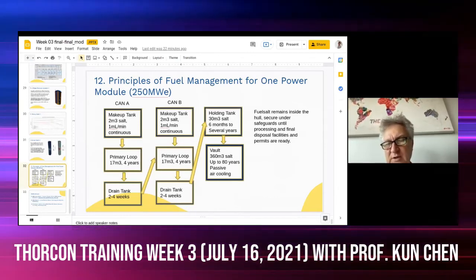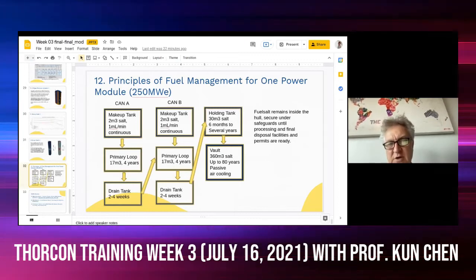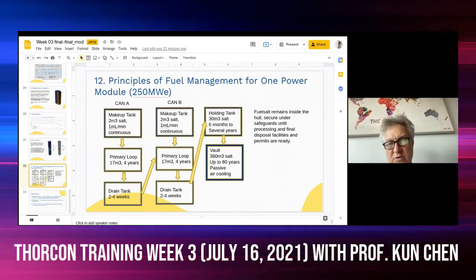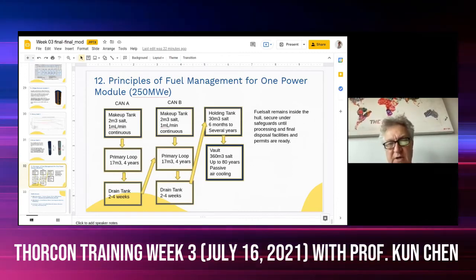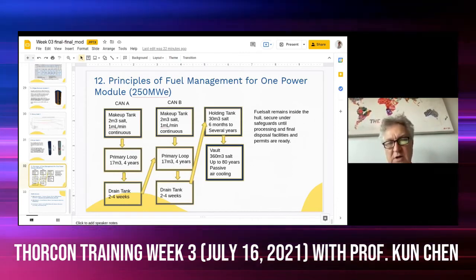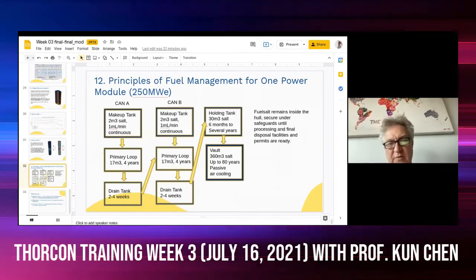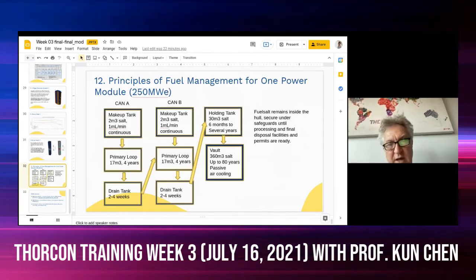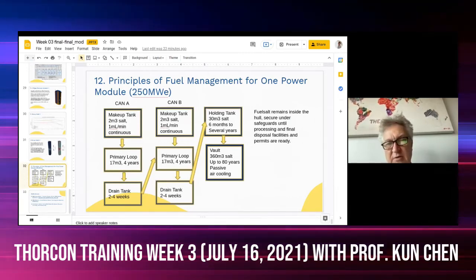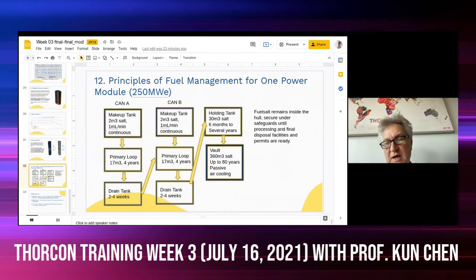So that's what limits the life of the salt to 8 years, which would be 2 cans worth. We do have a little bit of extra salt because we added 2 cubic meters of makeup salt in the first year. So when we transfer it over to can B, we will have a couple of cubic meters of salt that we need to transfer to the holding tank instead.